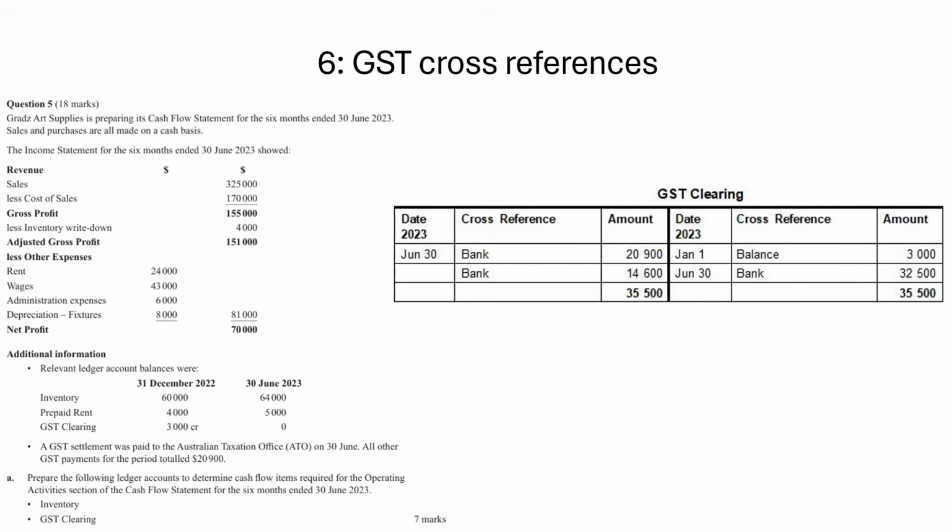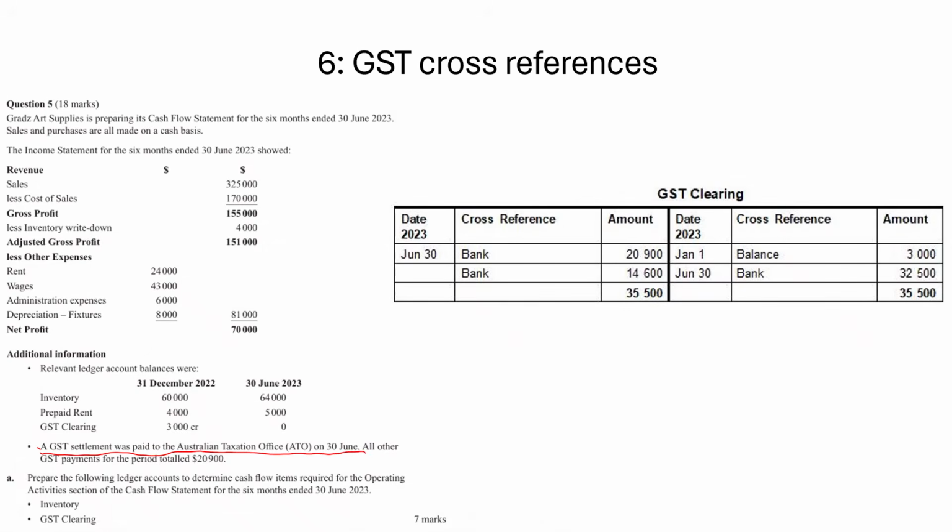Tip 6, be careful with your GST cross-referencing. Again, I've already mentioned cross-references need to identify the other ledger affected by the transaction. So in this question here, what we've got to do is work out the value of a GST settlement. So it tells us down the bottom here, we've got a GST settlement that was paid to the ATO on the 30th of June. It doesn't tell us the amount. We've got to work backwards to work that out.